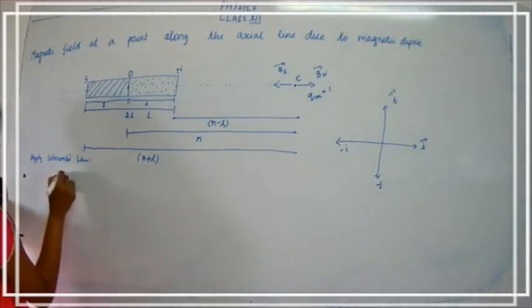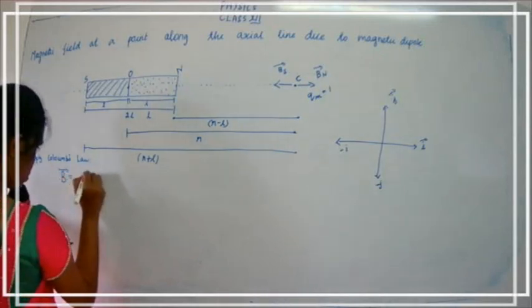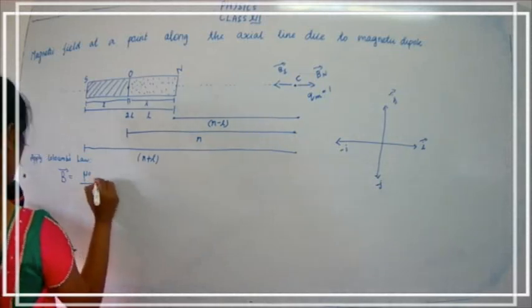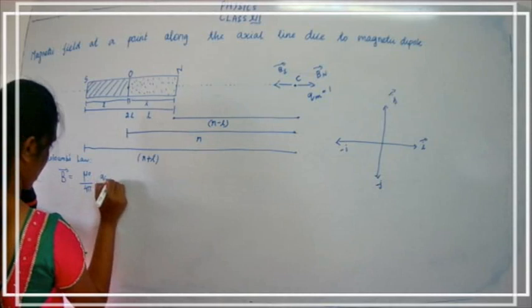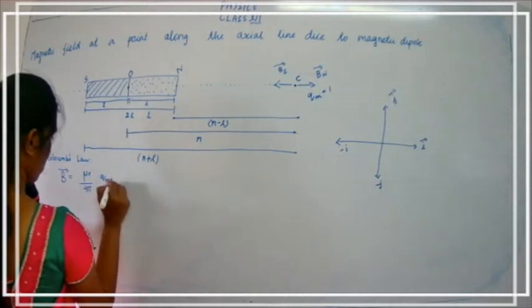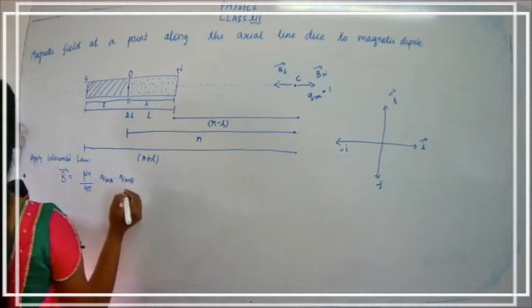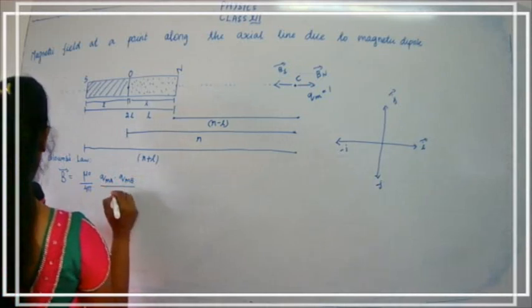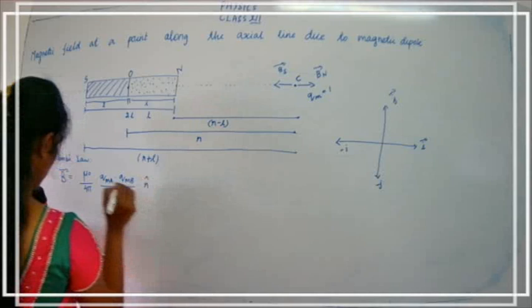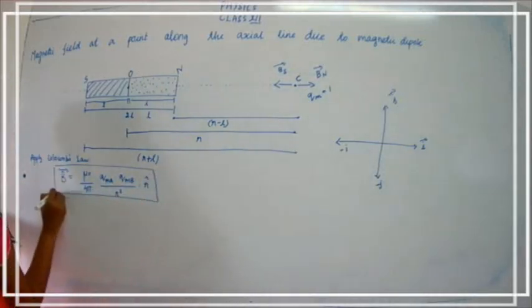That is B vector, the magnetic field B, equal to mu naught by 4 pi, Qm A into Qm B, by r square, into r cap. This is Coulomb's law.